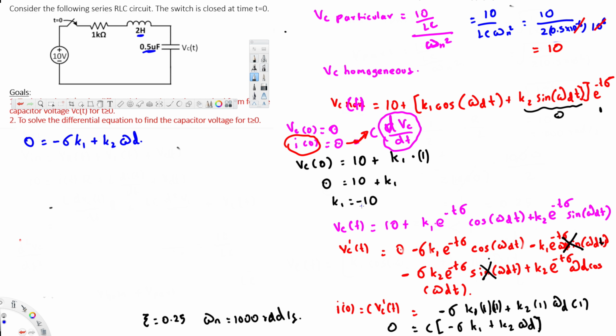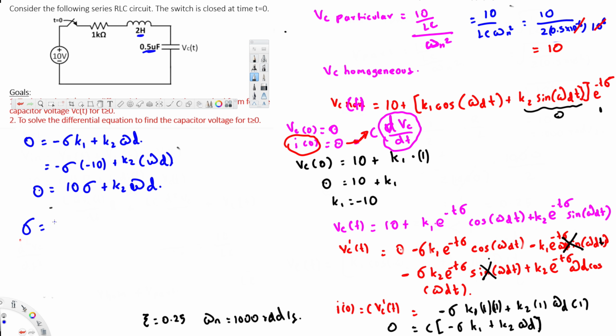And we found out k1 is equal to negative 10. So we can plug that one here. So this is going to be negative sigma times negative 10 plus k2 times omega d, right? Now negative sigma times negative 10, that's going to be positive 10 sigma. Positive 10 sigma plus k2 omega d is equal to 0. Now we have to know what our omega d and sigma values are in order to find the k2 value. So to find that, we can use this equation.